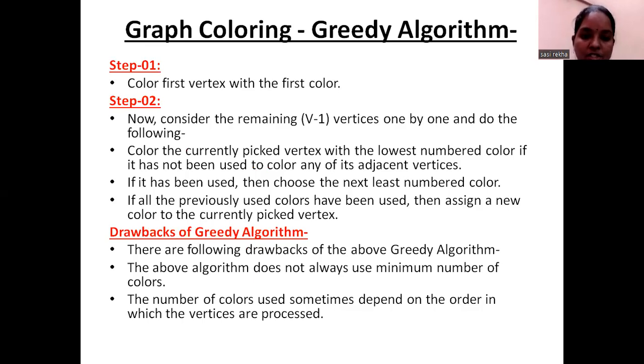The drawback of this greedy algorithm is that it does not always use the minimum number of colors. In the previous case we saw a graph coloring with 5 vertices, where each and every vertex had a single color. That is not an efficient algorithm, right? So we have to concentrate on the minimum number of colors.